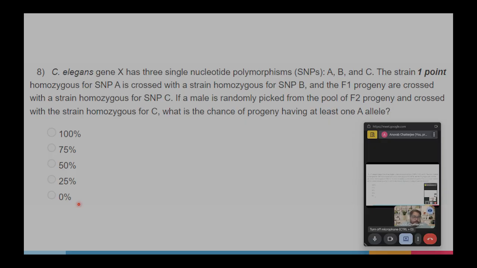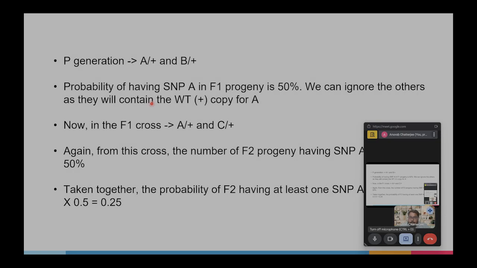So this is how SNPs are used, and this essentially is a question based on SNP based three-factor analysis. Instead of tracking one gene with two SNPs, we are tracking three SNPs. What we are doing is that we have a strain with SNP A and a strain with SNP B, and we cross them. So let us look at how we will do it.